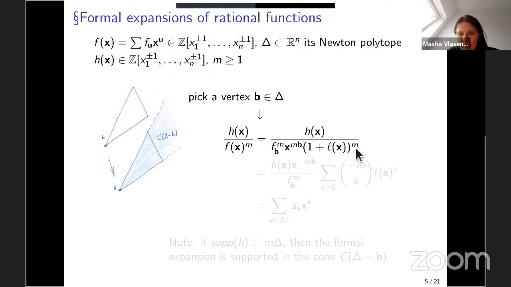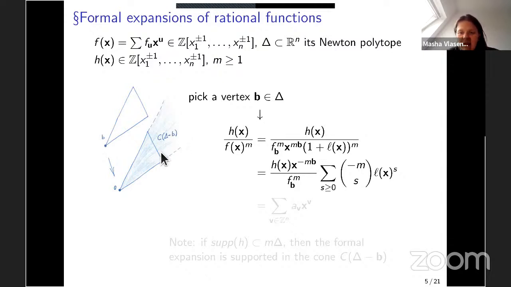What we do next, we apply the geometric series, we do the formal expansion of this term, 1 plus L to the power minus m. These are some ratios of factorials. They can be written through binomial coefficients, I think, m plus s minus 1 choose s, or something like that. But note that here, all terms are powers of L, so they are supported in the positive cone spanned by this delta minus b, by the shifted Newton polytope. So the expansion here is supported in this cone. All terms are supported in the cone.